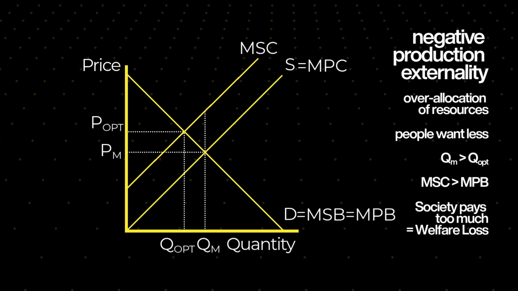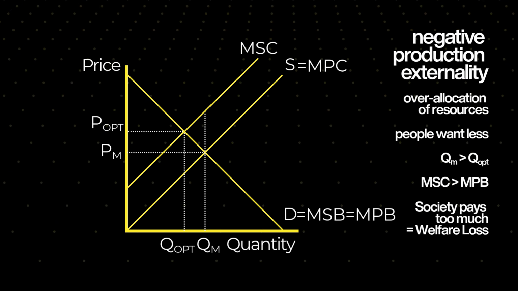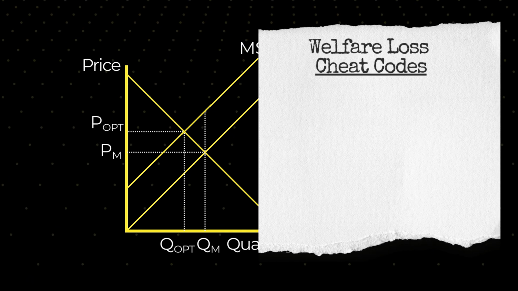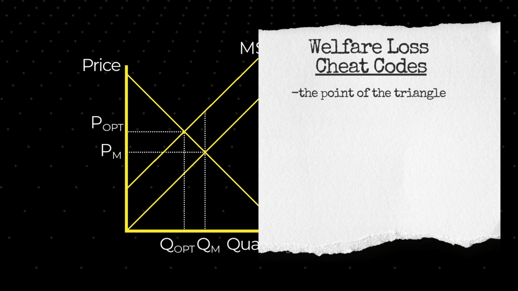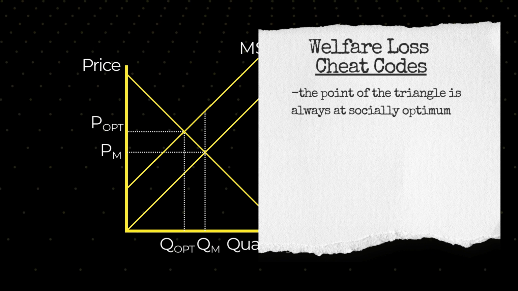Okay, now a lot of students have trouble identifying where the welfare loss is on a diagram if it's not already labeled. So here are some cheat codes for you. First of all, the welfare loss will always be a triangle, and the point of the triangle will always be at the social optimum point. So find that on the diagram and put a point there.